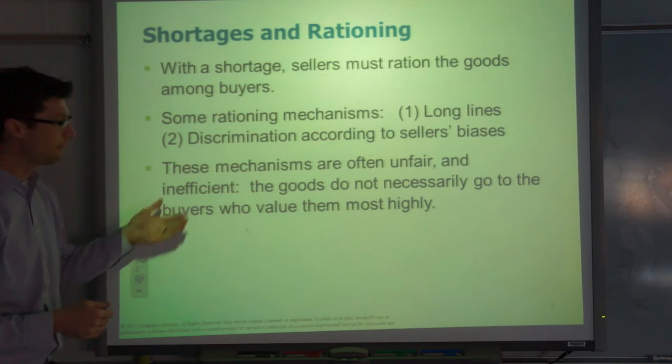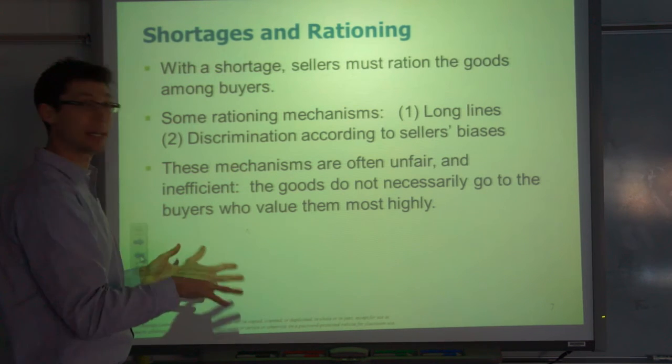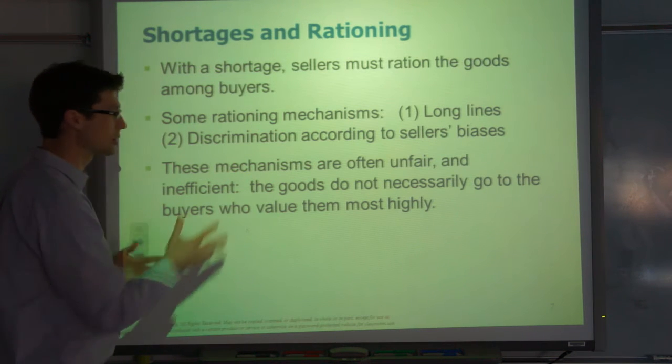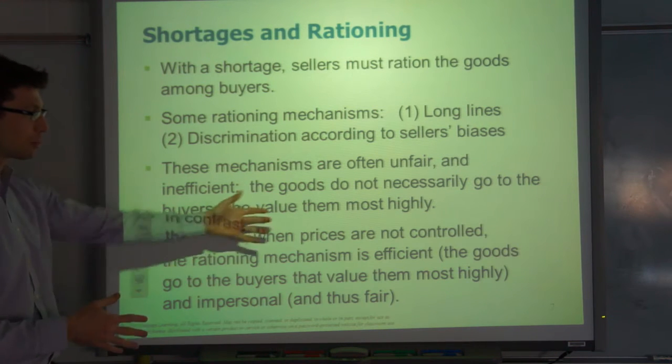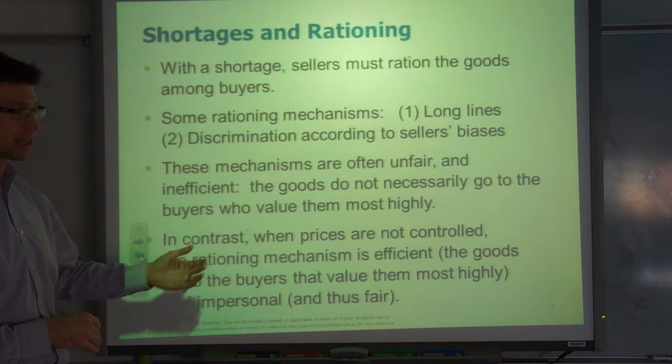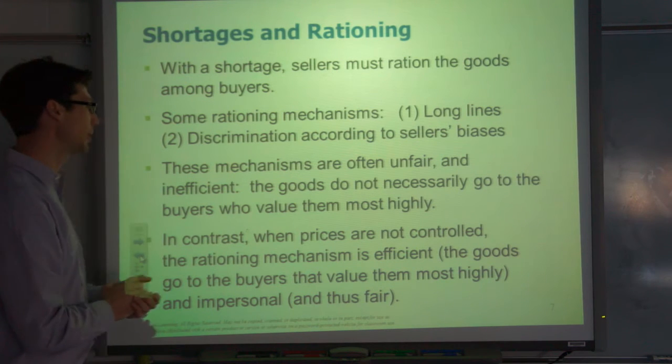So we say those are inefficient because those who value the goods most highly, in terms of they would be willing to pay the most, don't necessarily actually get the goods. In contrast, when prices are not controlled, the rationing mechanism is efficient because those who get the good are those who are willing to pay the most.